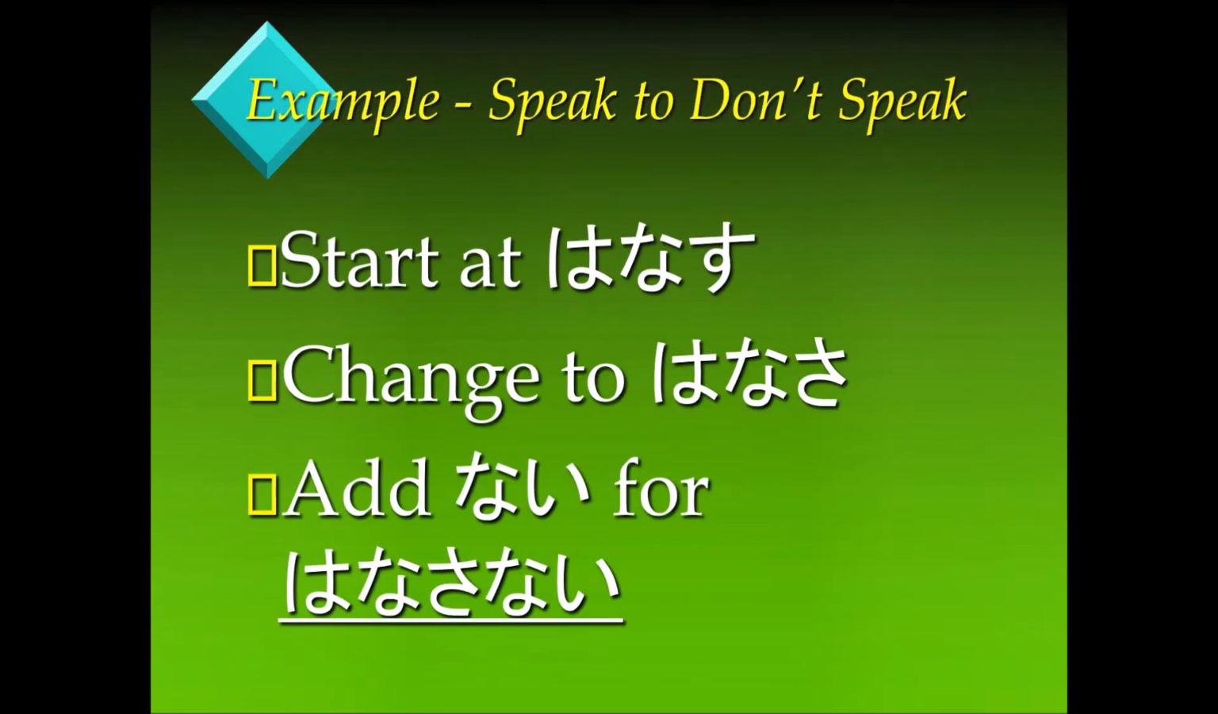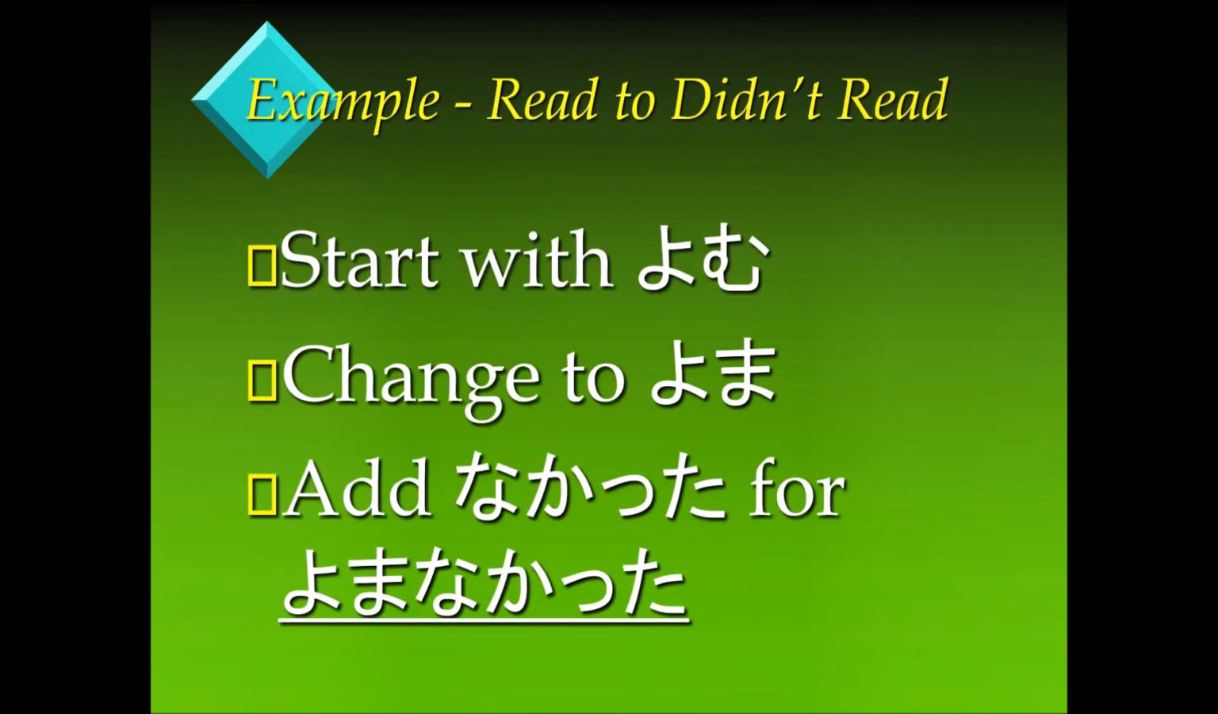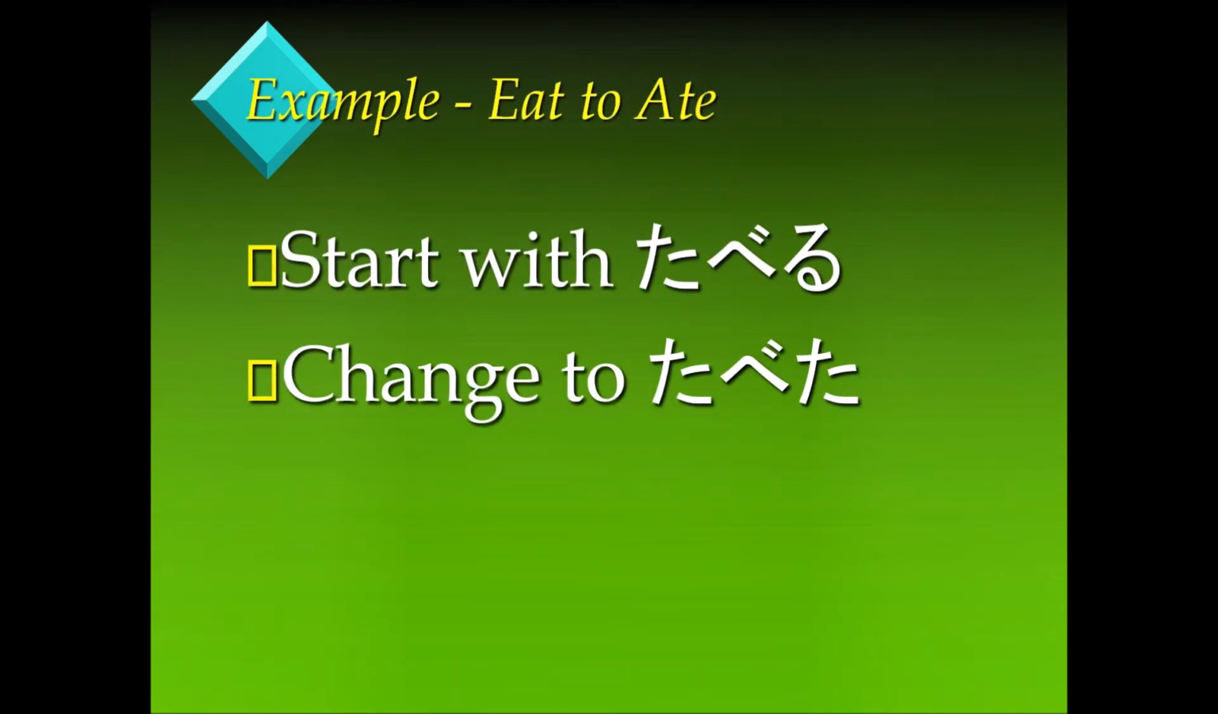For example, if I'm going to change speak to don't speak, I start with hanasu. I change to hanasa. And then I add nai for hanasanai. Another example would be read to didn't read. I start with yomu. I change that to yoma, and I add nakatta. So I have yomanakatta for did not read. Another example is changing eat to ate. So we start with taberu and change it to the ta base, so tabeta.